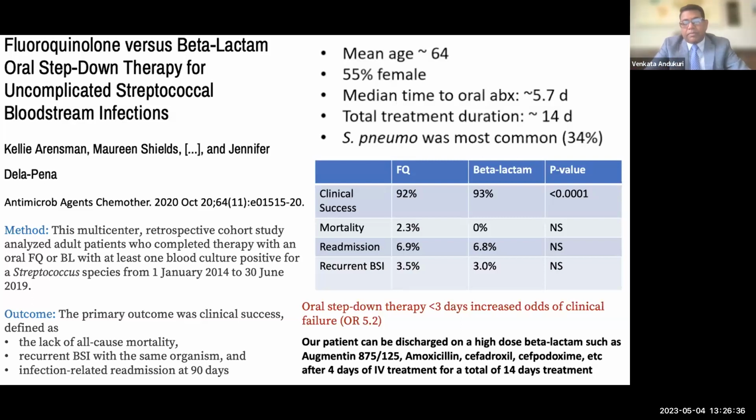Median time to oral antibiotics was 5.7 days. Total treatment duration was 14 days. And as I mentioned, strep pneumo was about 34% of the blood cultures there. If you look at it, the clinical success for fluoroquinolone was 92%, and beta-lactam was 93%. So they were both equally effective in a way.